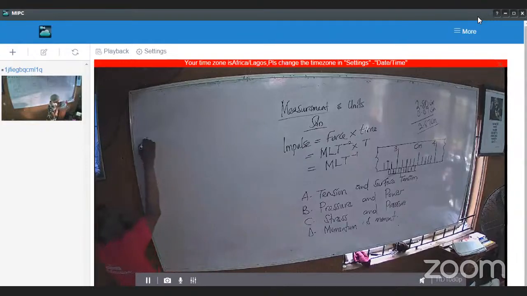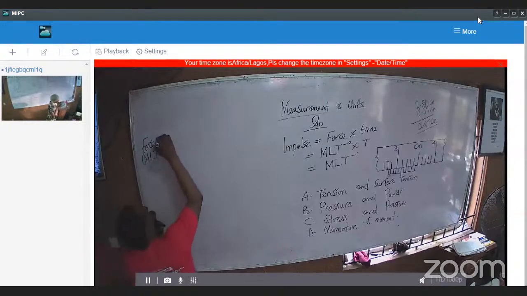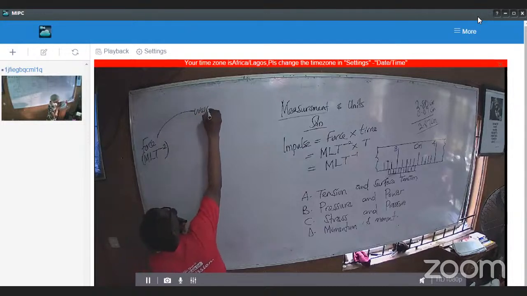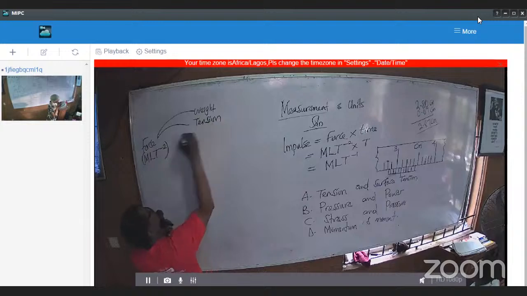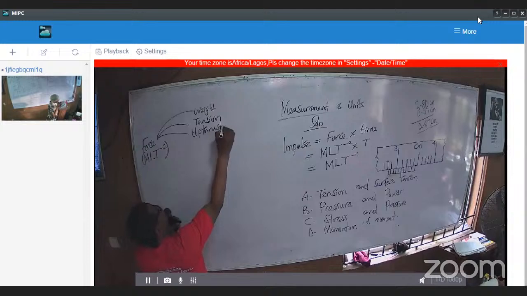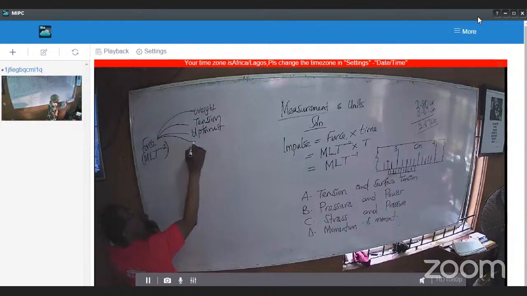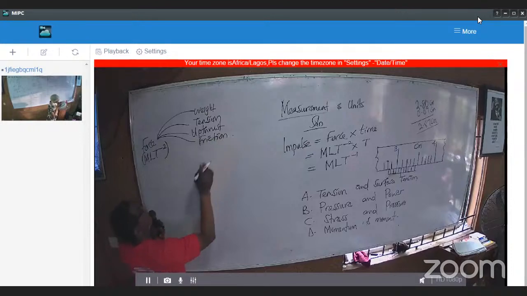If your name is a force, all of you have MLT minus 2. What do you have, class? Mr. Adam, can you give me an example of force? Yeah, weight. Weight is a force. Tension is a force. Upthrust is a force. Friction is a force. So all these ones are forces. They all have that.